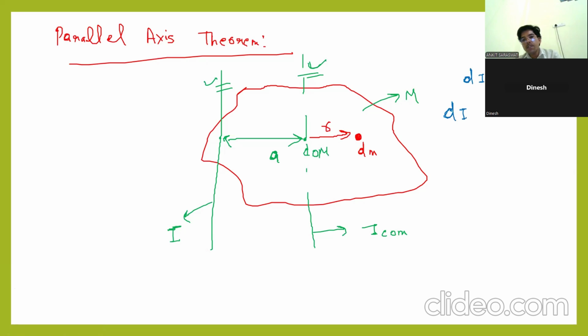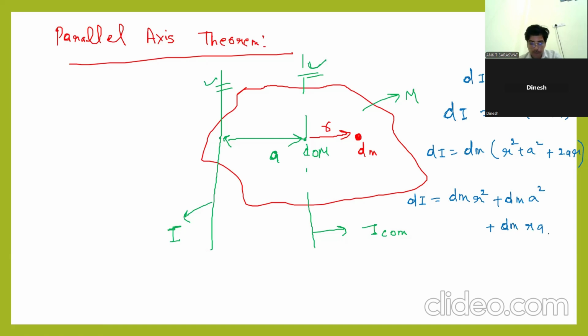Similarly, if I ask what is the moment of inertia of this point mass about this axis, dm (r plus a) whole square. Clear? So how will you write? If you open this (a plus b) whole square, it will be a square plus b square plus 2ab, here 2ar. So you can write dI will be dm r square plus dm a square plus 2 dm r a. Clear?